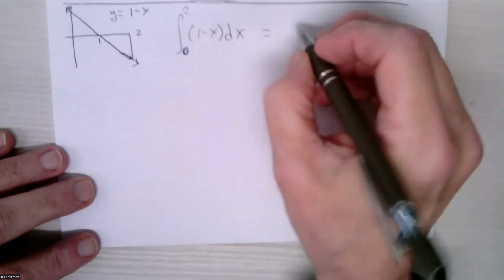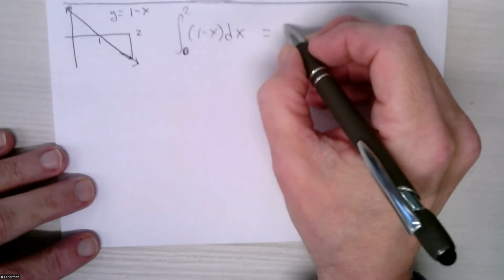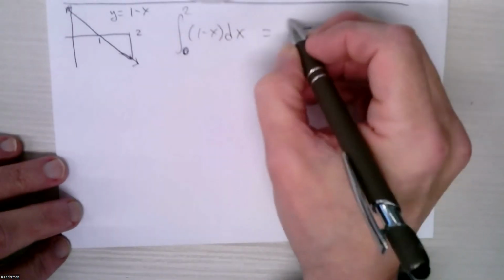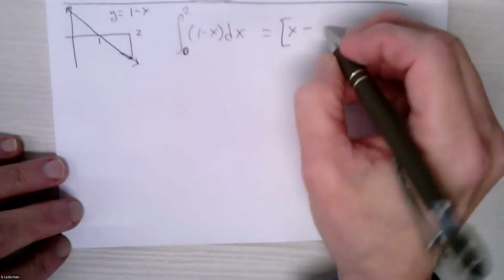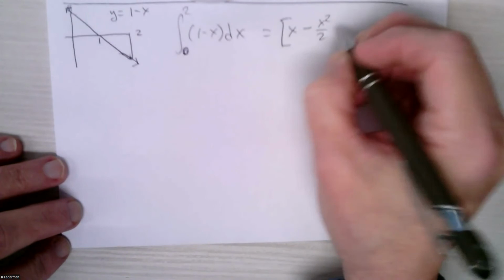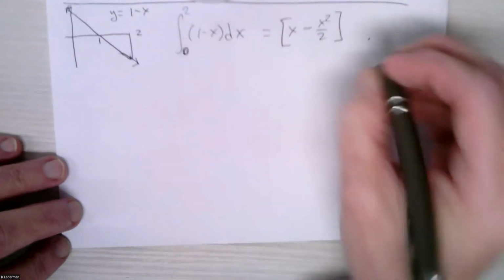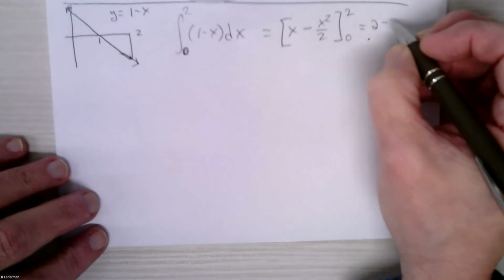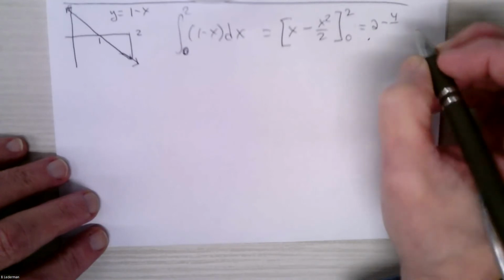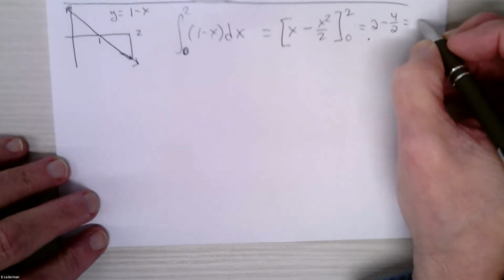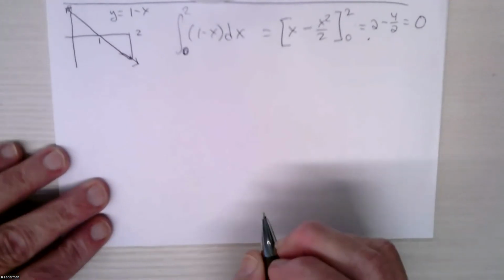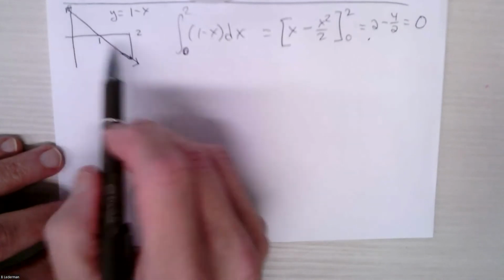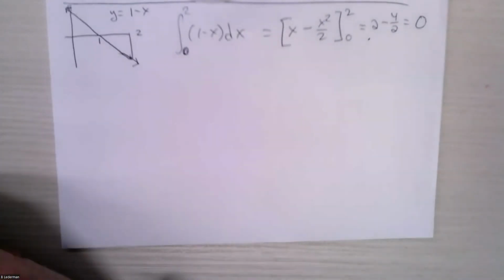That's going to equal the integral. The antiderivative of 1 is x. The antiderivative of x is x squared over 2. We're evaluating that between 0 and 2, and that's going to equal 2 minus 4 over 2, which is just 2 minus 2, which is 0. So the integral from 0 to 2 of this function is 0, and that's the quote area.